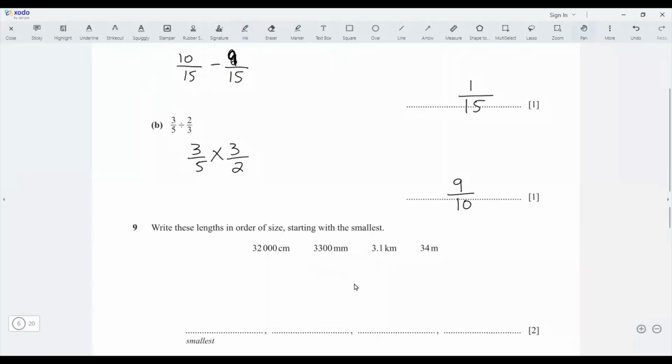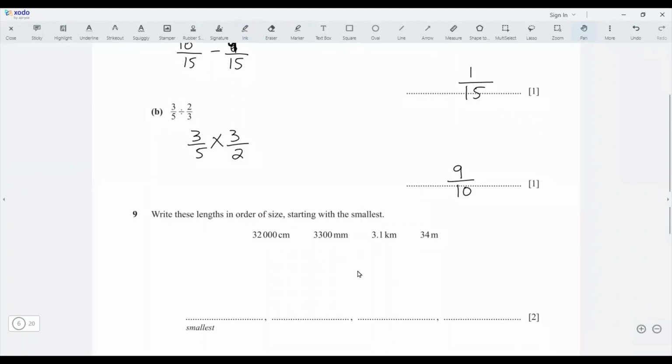In the next question, we have to write down in ascending order. For ascending order, we need to have the same units. Conversion into meters is quite easy, since the last of them is in meters. So we can convert all of the other numbers into meters. 1 meter has 100 centimeters, so for converting centimeters to meters, we divide by 100. So dividing by 100, it results in 320 meters. What about this? 1 meter has 1000 millimeters, so dividing this by 1000, it results in 3.3 meters.